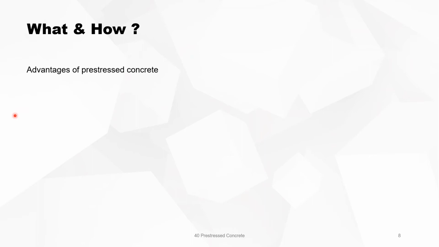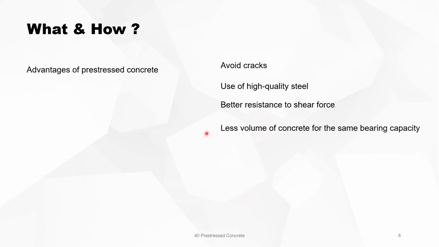The advantages of pre-stressed concrete: they avoid cracks because all the section is under compression. We can use high quality steel bigger than BE 500. We can use steel up to 1850 megapascal. We have a better resistance to shear force. We know that the normal force acts favorable for the shear resistance. We have less volume of concrete for the same bearing capacity.